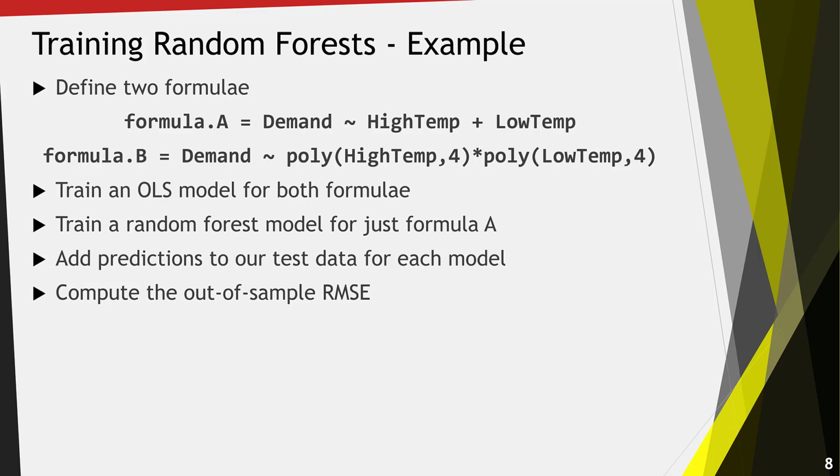Why is that? Remember that random forests don't place an underlying functional form assumption on the relationship between the features and the label. This means that you don't need to use polynomial or interaction terms in your formula. And in fact, including polynomial terms in your formula with a random forest will generate an error. After we train these models, we're going to compute predictions from each of them on our test data, and then compute the out-of-sample root mean square error.